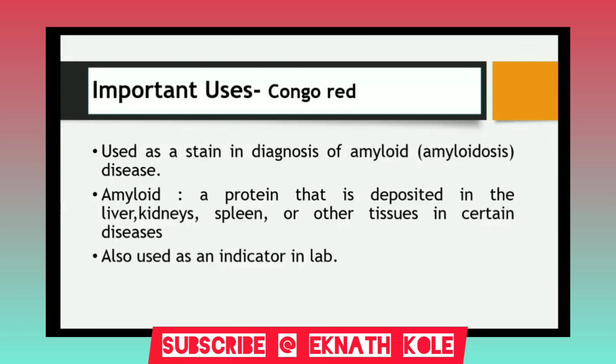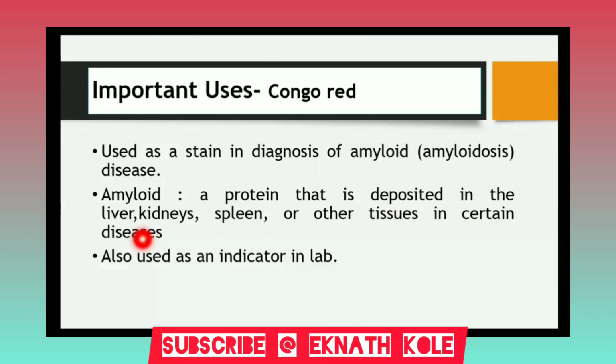Then another important use is of Congo red. So you have to remember the use of Congo red. It will be used as a stain in the diagnosis of amyloid disease, or amyloidosis. So what is amyloid disease? It is a condition in which protein is deposited in various body organs such as liver, kidney, spleen and other tissues.